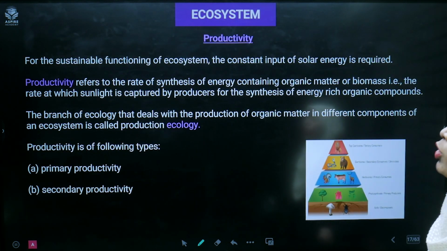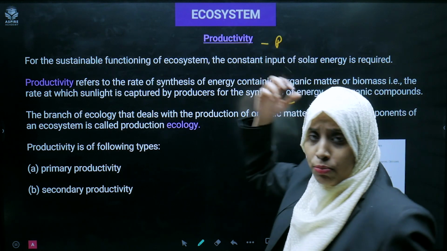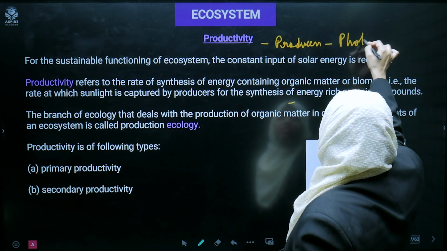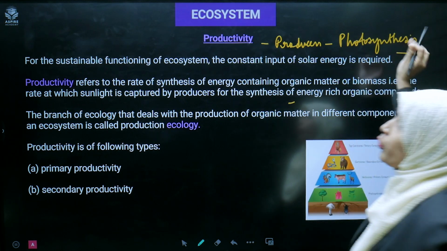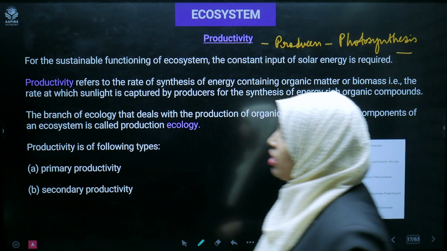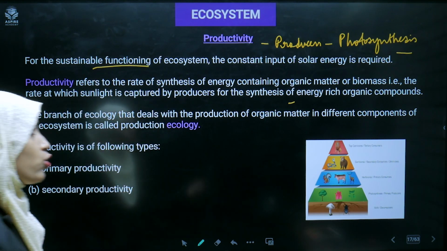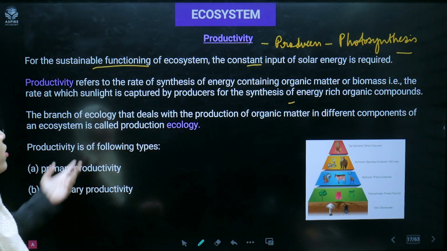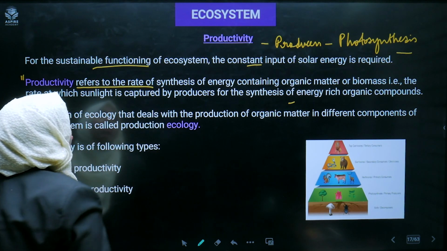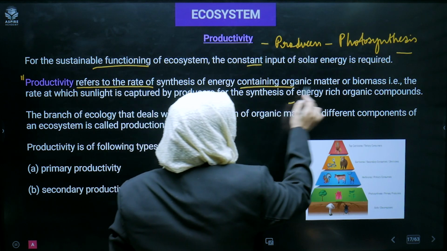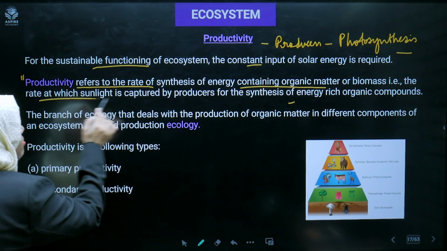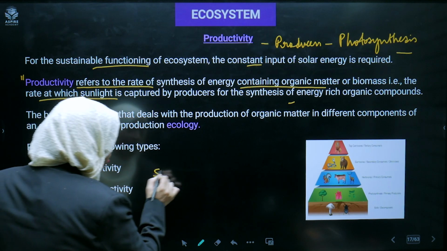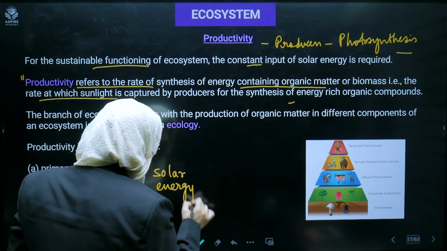Okay, now about the productivity का जब बात आए, that means plants are the producers, तो यहाँ पे producers हैं plants, they will help in photosynthesis. After doing this photosynthesis, plants will add productivity. So for the sustainable functioning of the ecosystem, the constant input of solar energy चाहिए. Without the solar energy, the productivity cannot be formed. Okay. So productivity, if we know, it is the rate of synthesis of energy containing organic matter or the biomass, and the rate at which the sunlight is captured by the producers to convert that solar energy into chemical energy. Okay. So solar energy is being converted into chemical energy.